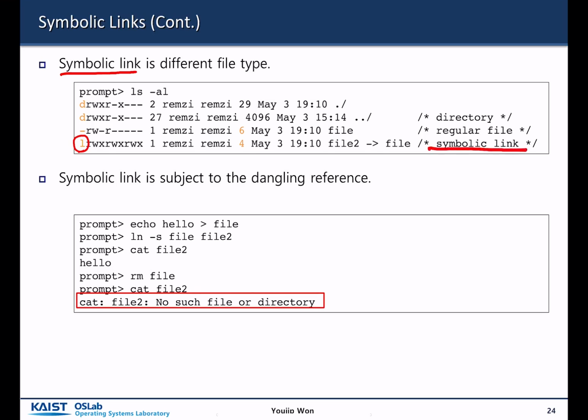And the disadvantage of symbolic link is the dangling reference. Let's consider the following scenario. We create file 2 as a symbolic link, and then we remove the first file. Because this is a symbolic link, file 2 is not aware of the file being removed. So if you type cat file 2, then it says no such file or directory. So that is the dangling reference.